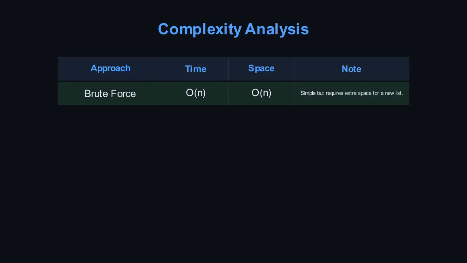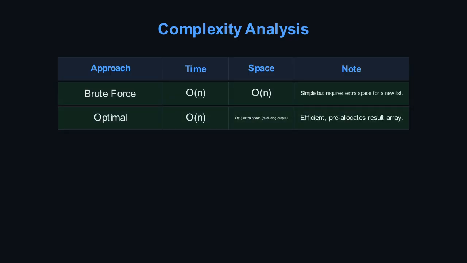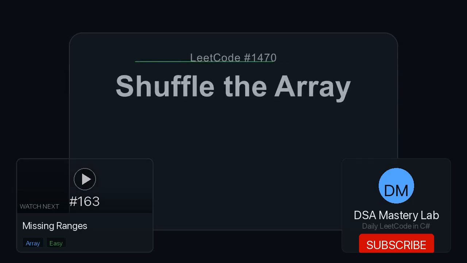This optimal solution achieves big O of n time complexity because we iterate through the array once. It uses big O of 1 constant extra space complexity, excluding the output array itself. Try similar array manipulation problems.